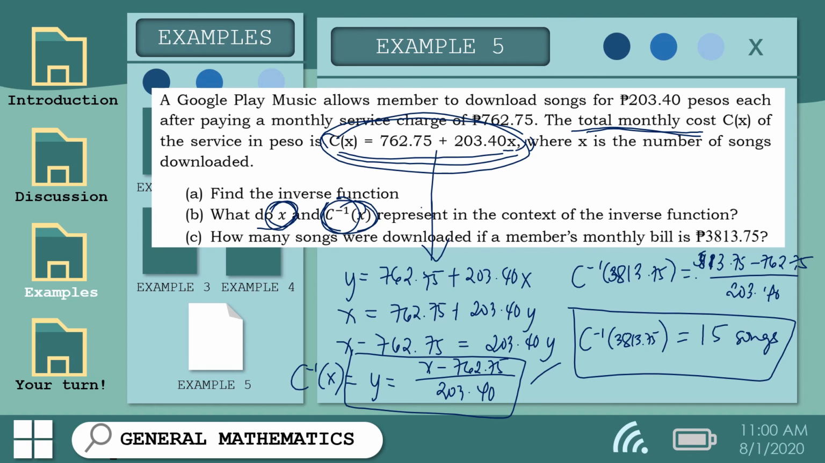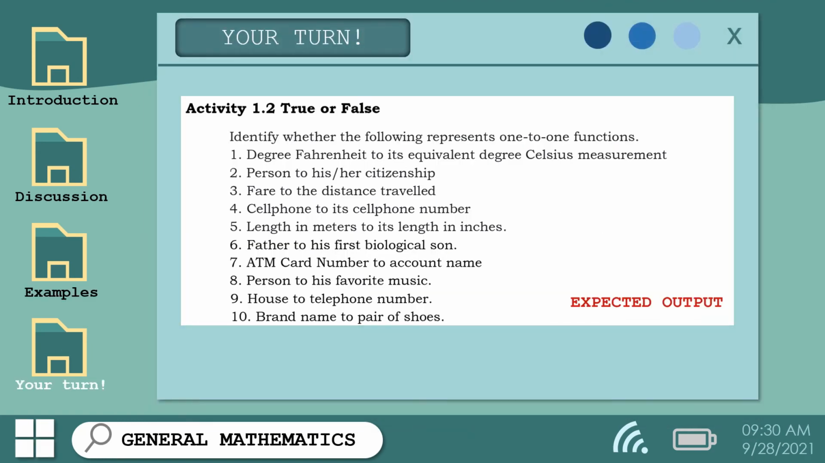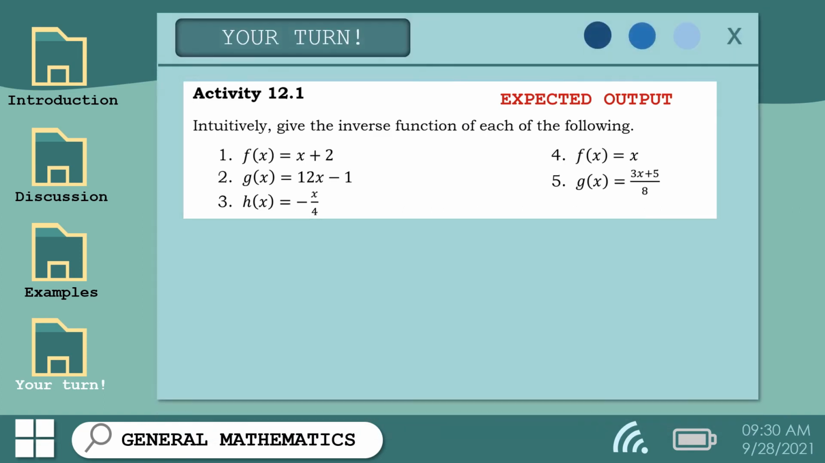Ayan. So, it's now your turn to answer na po yung ating mga independent practice. So, under module, lesson 1, we have activity 1.2 na identify mo lang kung ito po ba ay one-to-one function o hindi. Then, sa lesson 2 naman po, gagawin nyo activity 12.1 na, ayan, bigay nyo lang yung inverse function ng 5 function po.